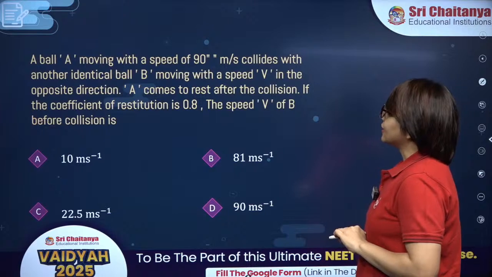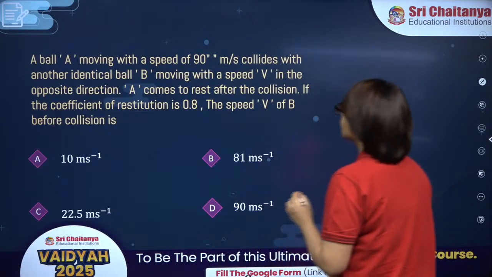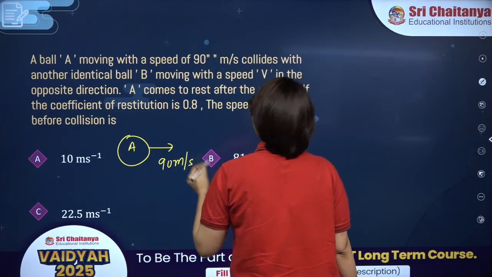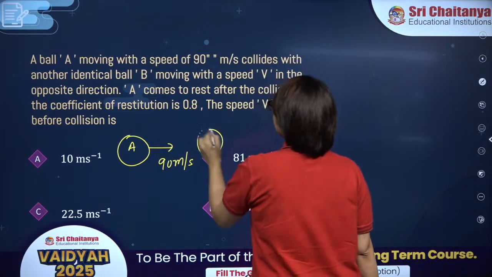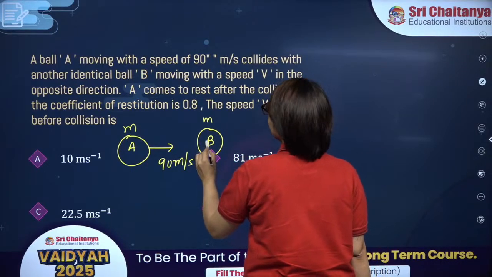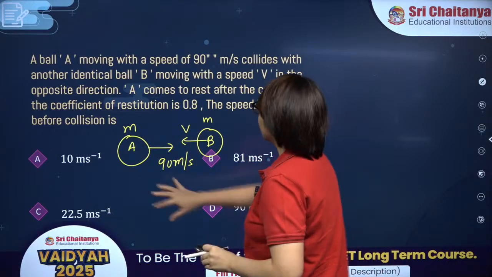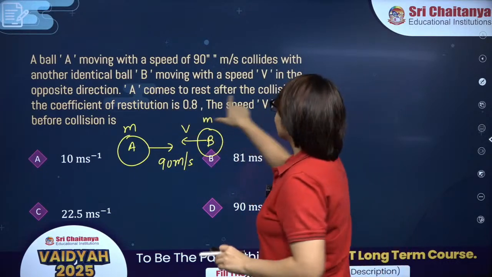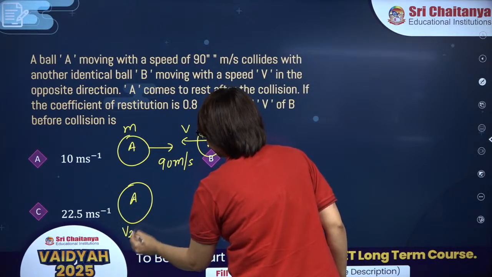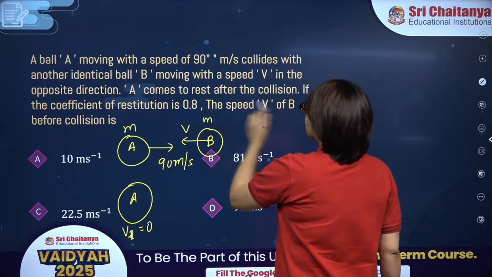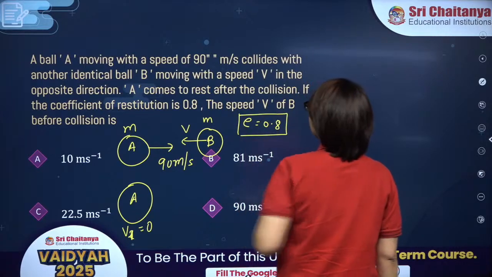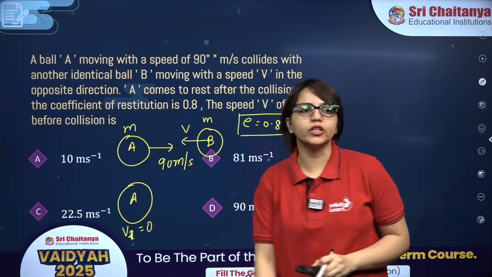Chaliye. Next is this one. Ball A is moving with speed of 90 meter per second, collides with another identical ball. That means both of these have the same mass, moving with speed v in the opposite direction. A comes to rest after the collision, and the coefficient of restitution is given as 0.8. The speed v of the ball B before the collision is.